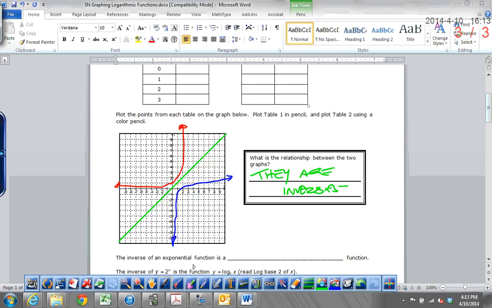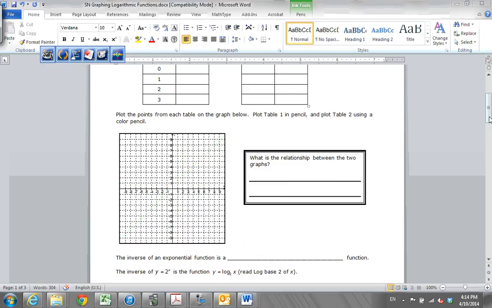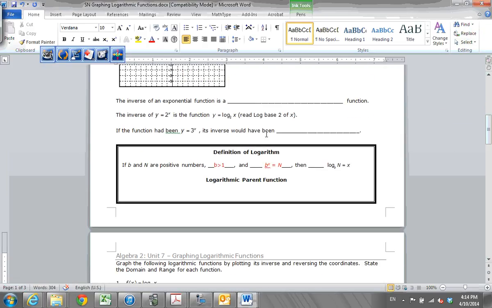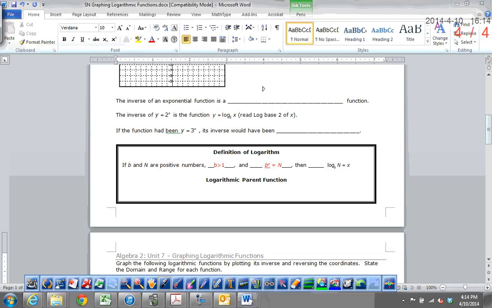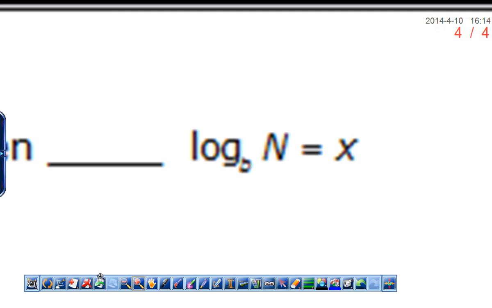So the inverse of an exponential function is a log function or logarithmic function. So the inverse of y equals 2 to the x will be y equals log base 2 of x. y equals 3 to the x would have an inverse of y equals log base 3 of x. And the last thing here on the front is that if we have b greater than 1, and we have b to the x equals n, then we have log base b of n equals x.